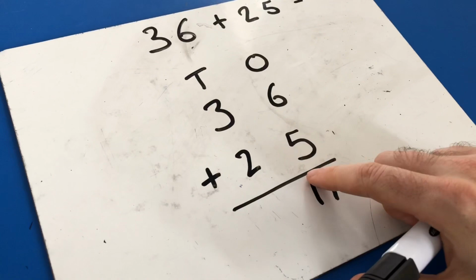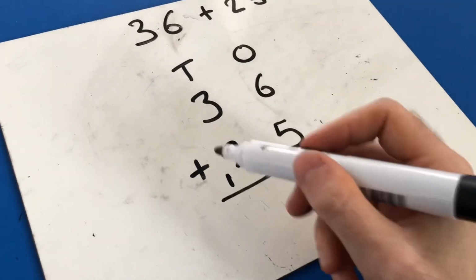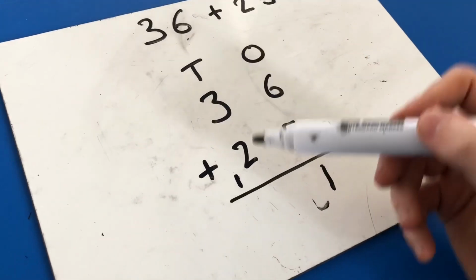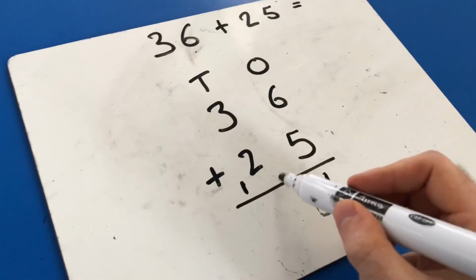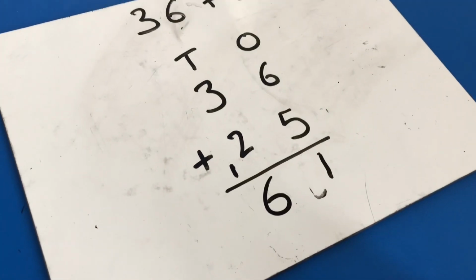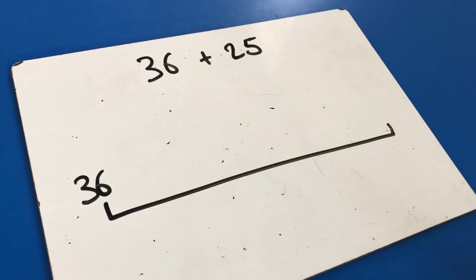So what I need to do is carry this 10 over to the tens column. So I've got one here, one here. And now I've got 3 add 2, add this one that we've carried over to make 6. 61. Another method of doing this is to do it on something called a number line.